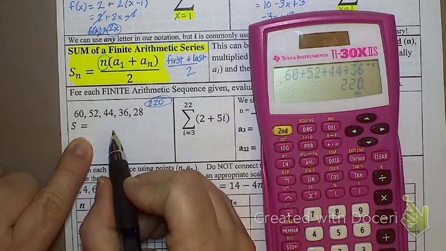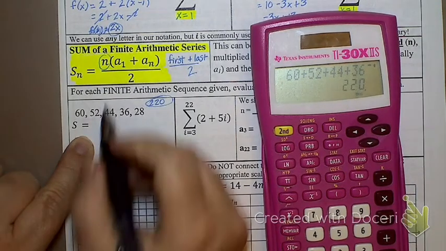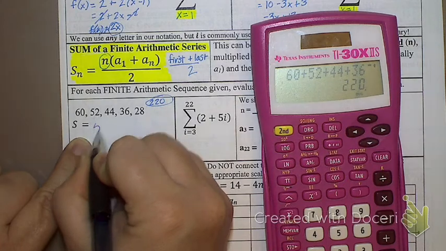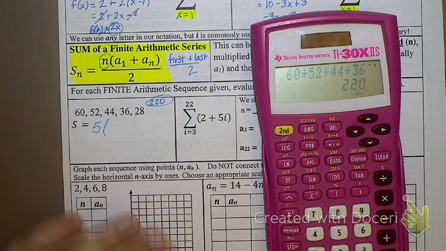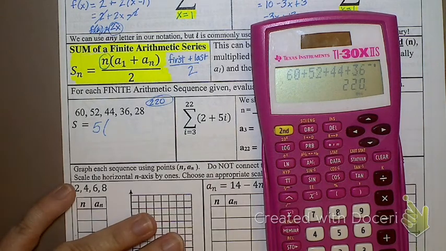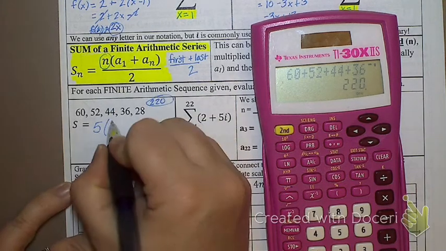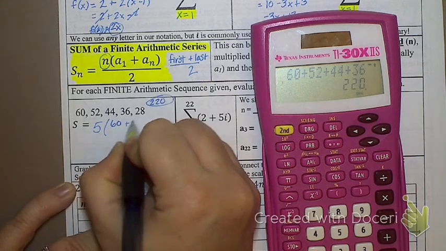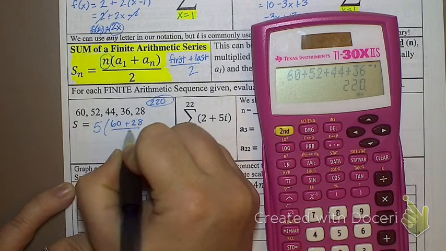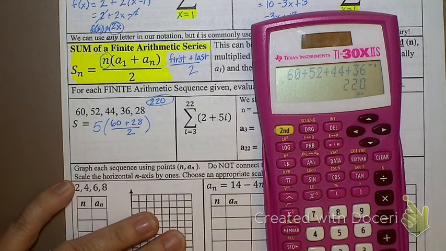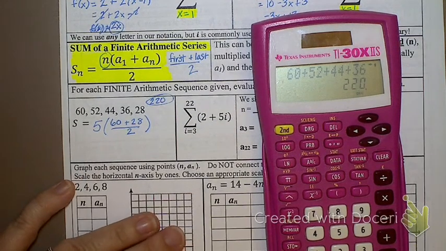So, the sum formula. First number I need is how many terms there are. How many terms have I got here? 5 terms. Now I need to take the average of the first and last term. So that would be the first term plus the last term divided by 2. That's what I need to calculate.